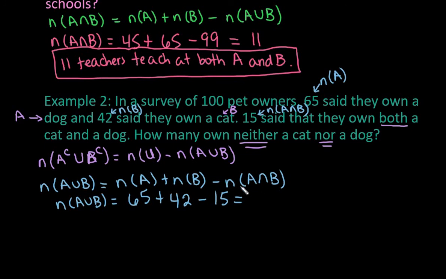and then we would subtract out the 15 that own both. Okay, so if we simplify this, I'm going to do this 65 minus 15 first just because mathematically it's easier. 65 minus 15 would give me 50, and then 50 plus 42 would give me 92. So based on the information that we were given, we can say that 92 own a cat or a dog. Okay, so 92 of our respondents own a cat or a dog.